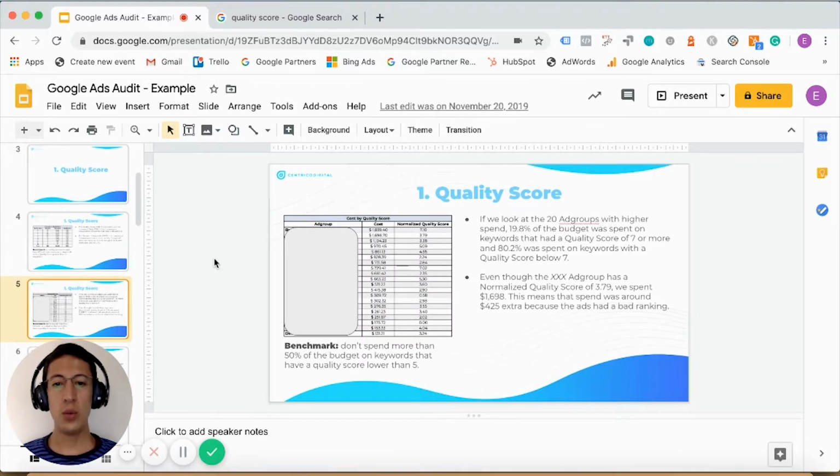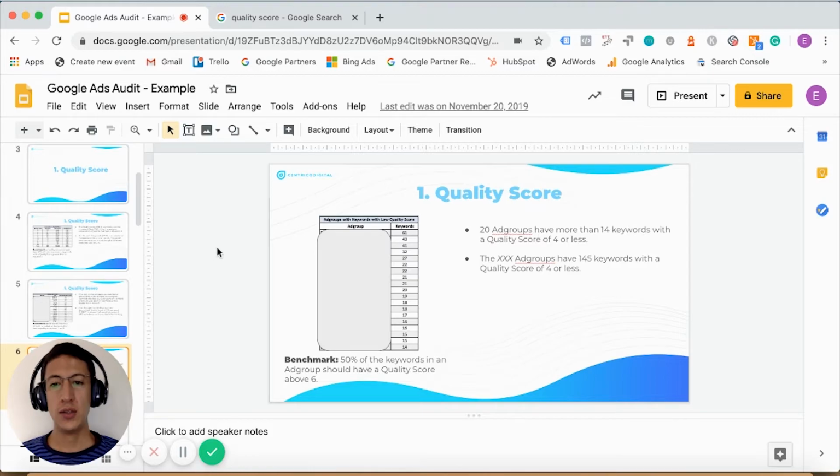So then we also analyze how much money we're spending in terms of quality scores. So for this specific client, we saw that 20% of our budget was spent on keywords that had a quality score of 7 or more. So that means that we ended up spending 80% of our money on keywords that were being penalized by Google. So actually, out of that 80% spending that we did on keywords with a low quality score, I would say that about 30% of that budget came only from penalizations from Google.